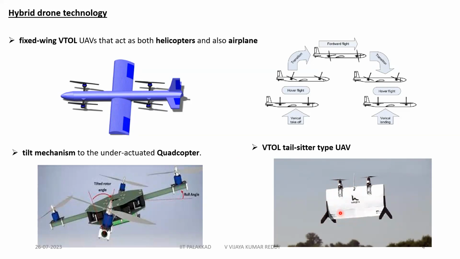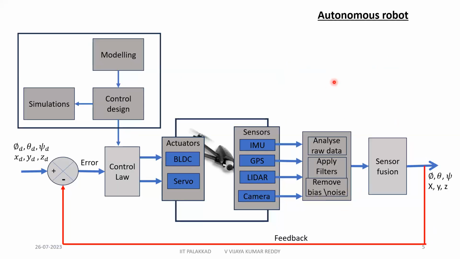Now when coming to the autonomous robot, let's say we have a robot, any robot, not only drones, any wheeled robots and all. It has some actuators and it has some sensors. It will sense data like IMU, GPS, LiDAR, camera. How we can use these sensors and form sensor fusion using a complementary filter and all, we discussed in the previous session. And for these actuators, BLDC, servos and all, Dr. Vijay has discussed in previous sessions. Now, we'll mostly focus on control.